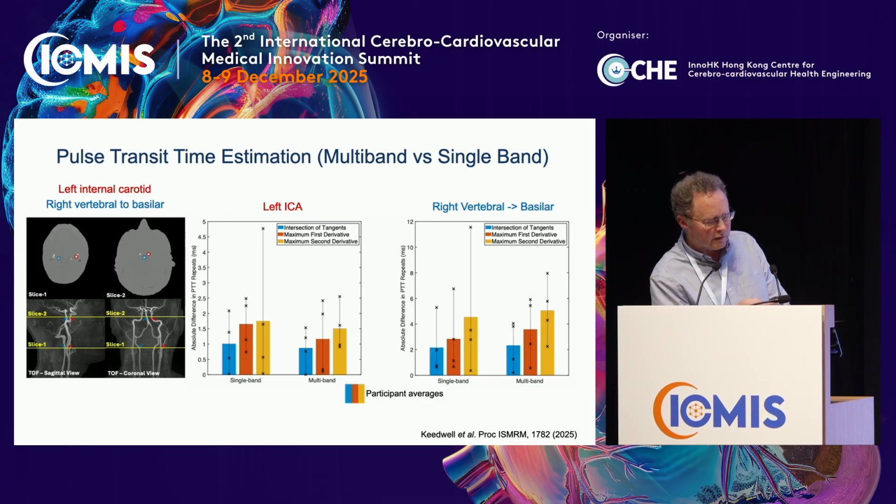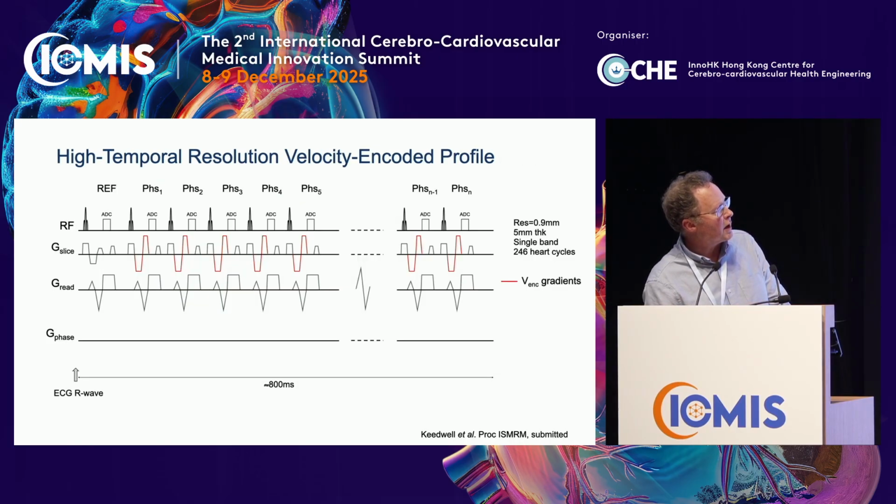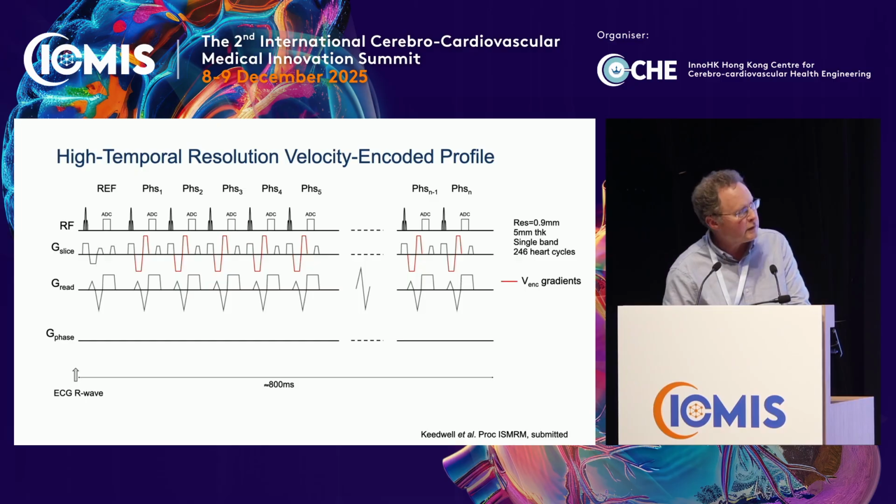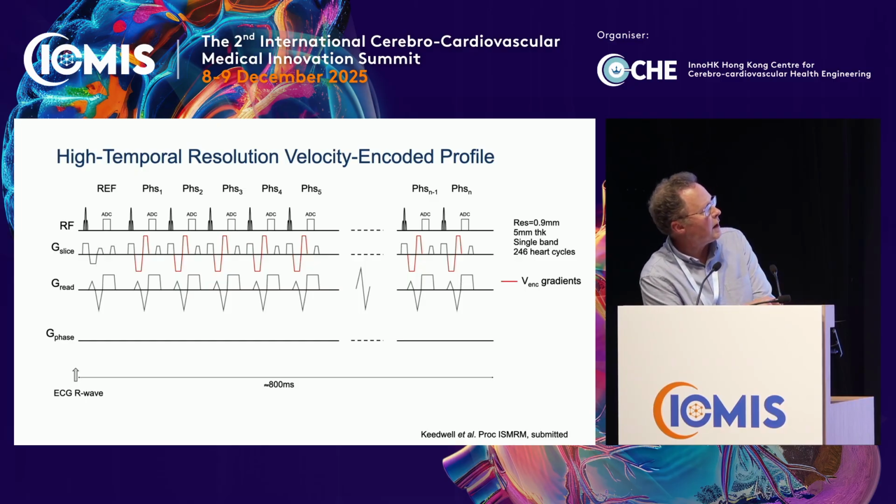So we wanted to try and understand this, and we came up with a couple of sequences to help us. This is a version of the sequence where we're just collecting a profile at very high temporal resolution. So we have a single reference scan at the beginning, followed by these velocity encoded scans. Following a single R wave, we're collecting a series of about 100 velocity profiles, and then we're repeating that 246 times. So we've got 246 heartbeats where we can look at the shot-to-shot reproducibility of our measurement.